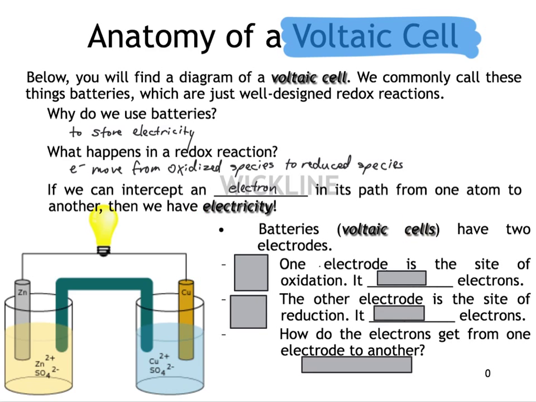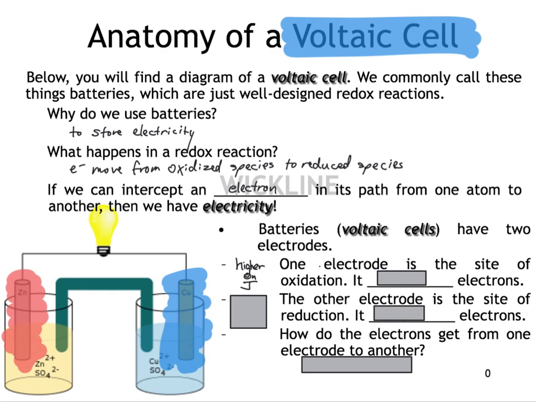So batteries, which are voltaic cells, have two electrodes, here and here, and one of those electrodes is the site of oxidation. In this case, it'll be zinc. And the other electrode is the site of reduction. In this case, it'll be copper. Allow me to explain. So since the zinc is higher on Table J, then that means that it's going to be donating electrons to the copper. So that means that the zinc is the site of oxidation.